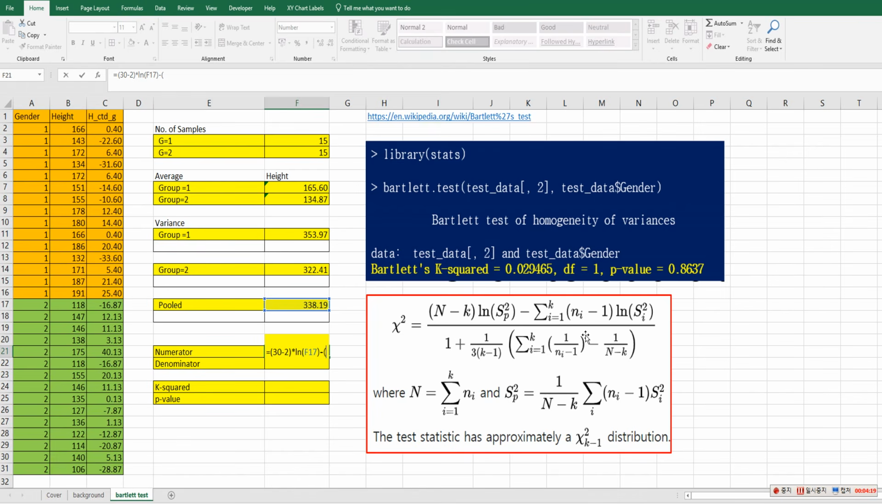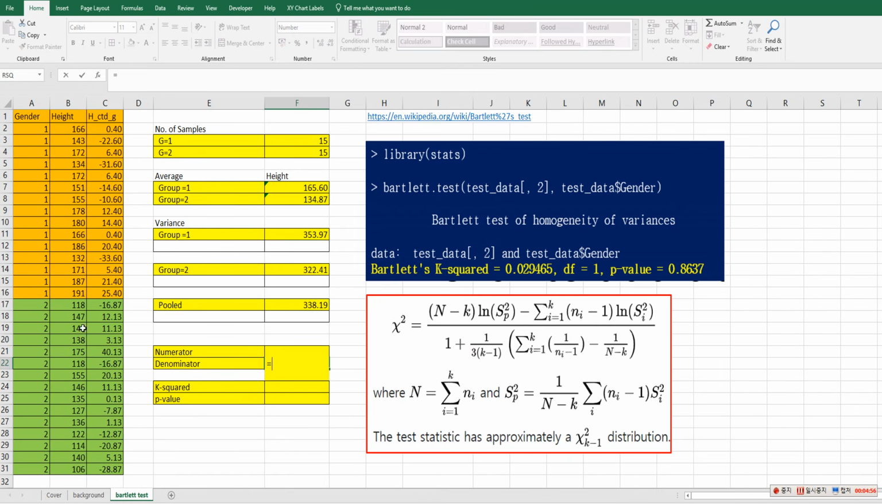So 15 minus 1 times log of group 1 variance minus 15 minus 1 times log of group 2. Okay, denominator part, yeah, this one.